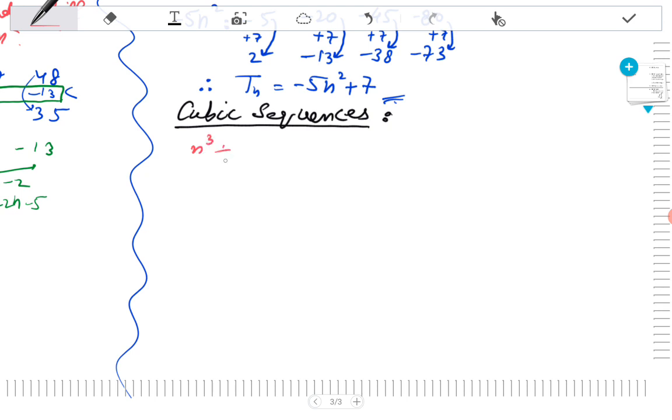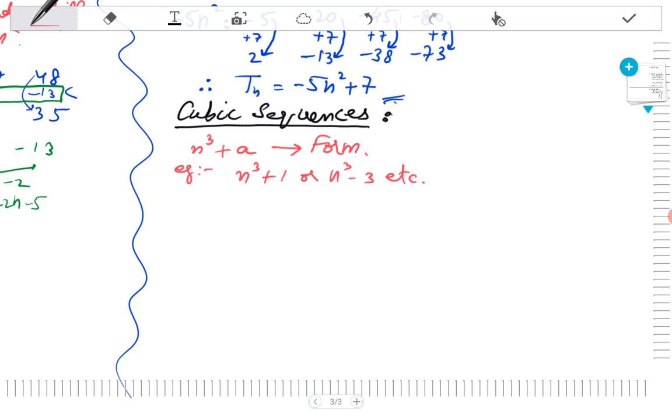N cube plus a, where a can be a positive constant value or a negative constant value. This is the form that comes in your exam. For example, n cube plus 1 or n cube minus 3, etc. So this is how you can find the sequence of cubic expressions.